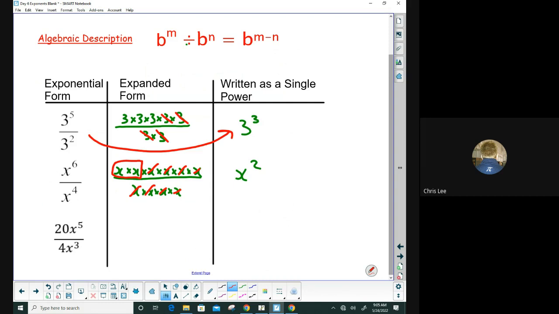So again, we don't want to write this expanded form out all the time, but we could. But when we get numbers really, really big, that's going to be a waste of time. We'll just use the rule.